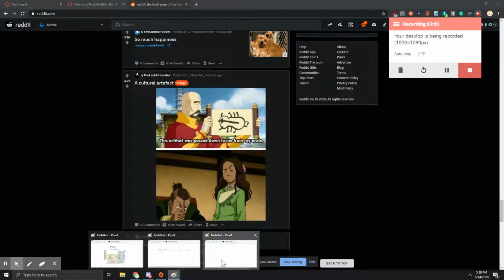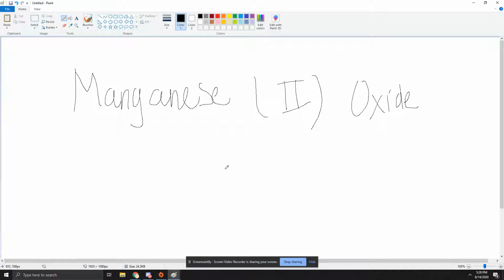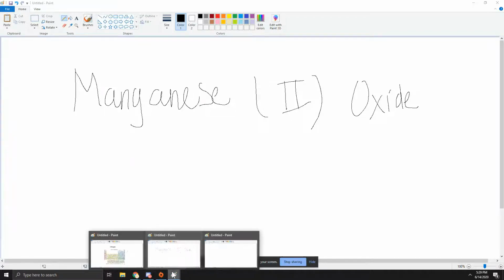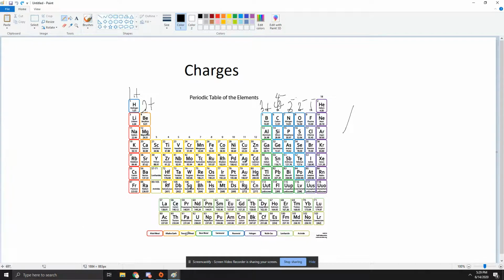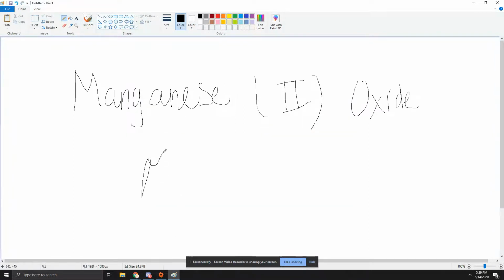Okay, so let's get to figuring out how to start naming the ionic compound with transition metal. Okay, so here we have manganese 2 oxide. You were probably wondering what this 2 is. This is how we write transition metals. This 2 is written in Roman numeral, and we're gonna do this for all the transition metals. What this means is that for the manganese, the charge will be 2 positive. Okay, 2 positive.